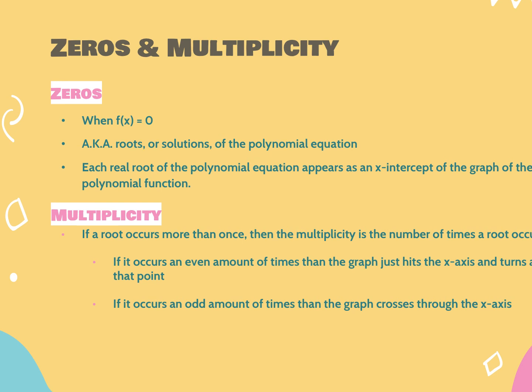Now, zeros are also known as roots or solutions. When they're asking us to list all zeros, we will also list the imaginaries. However, when we want to find x-intercepts, we're only going to list the real zeros or the real roots. So the zeros are also x-intercepts, but the x-intercepts are only the real zeros. Next thing we're going to talk about is multiplicity.